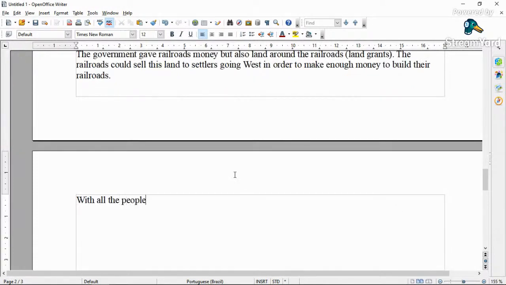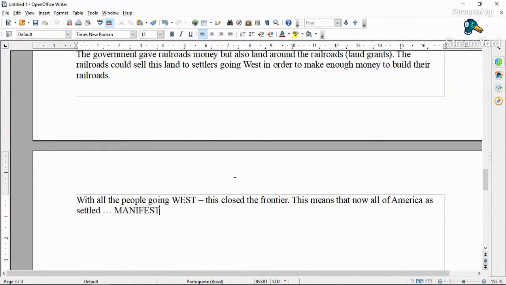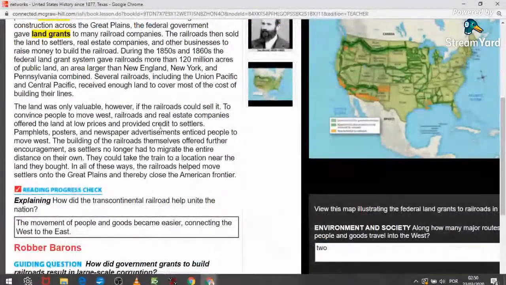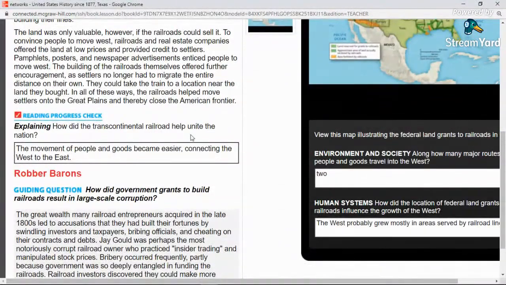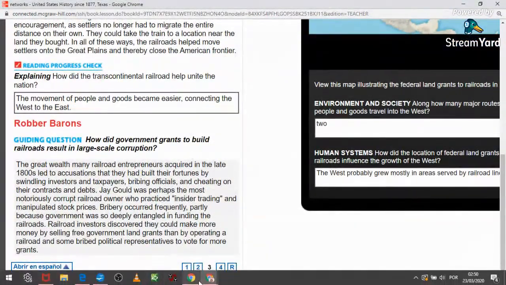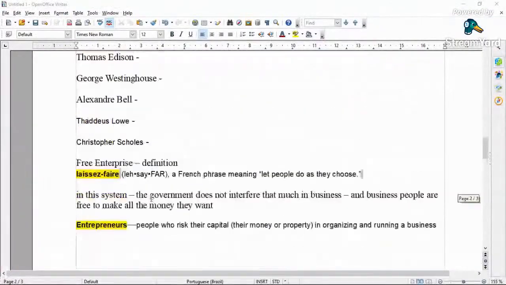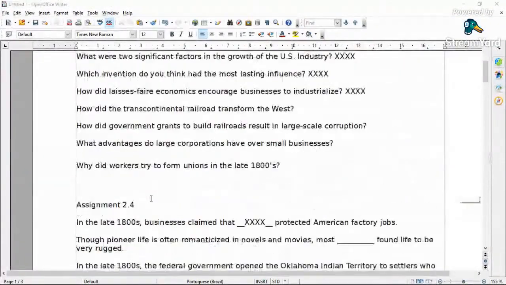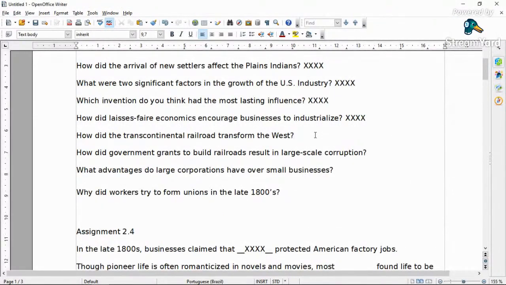With all the people going west, this closed the frontier. This means that now all of America was settled. Manifest destiny. Right? So it took a while, but it did happen. How did the Transcontinental Railroad help unite the nation? So we said it, right? It connected everything, east to west, economically, and even culturally. So there's the answer to that question.